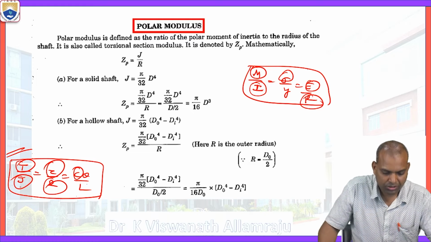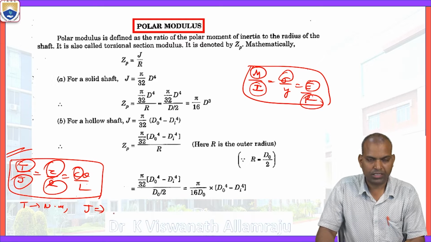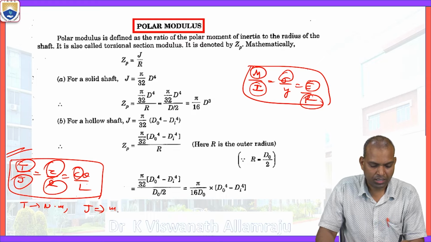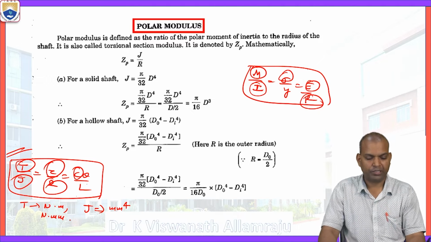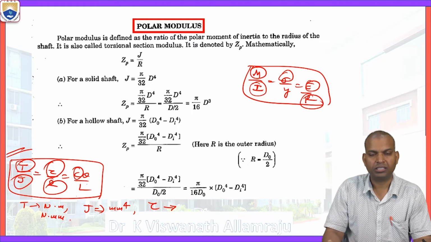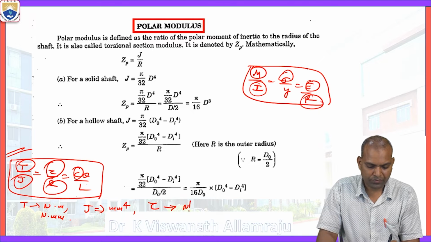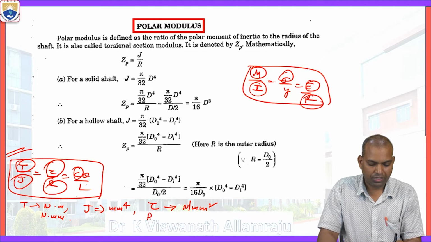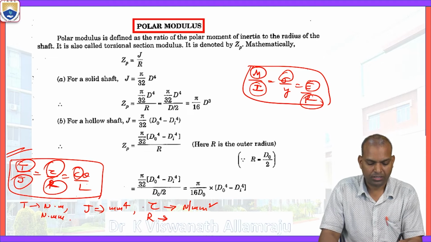Now here, what is T? T is torque. The unit for torque, as we have studied, is Newton meter. J is the polar moment of inertia, with unit millimeter to the power 4. Tau is the shear stress, the maximum shear stress occurring on the surface of the section, in Newton per square millimeter. And R here is not the radius of curvature; R is the maximum radius of the shaft, in millimeters.